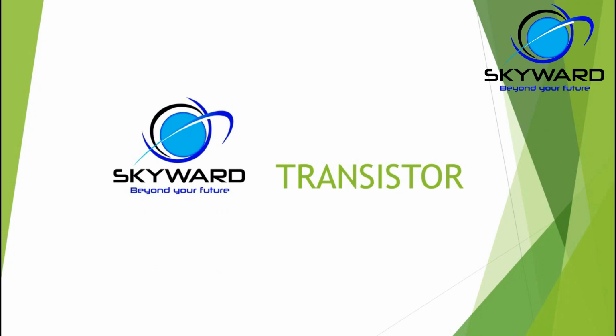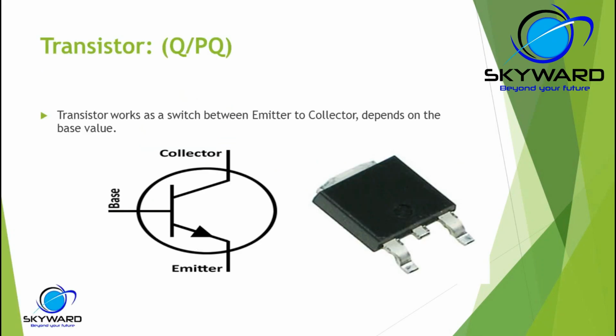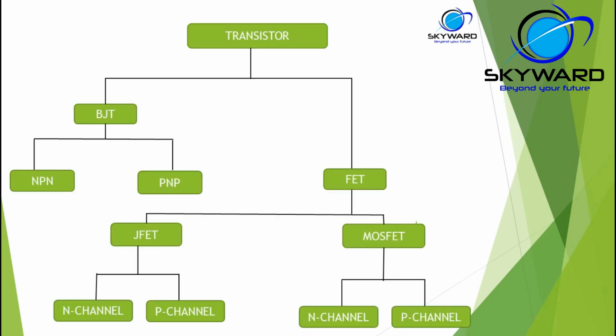So today we will see about transistor. So what is transistor? Transistor is a switching component. There are 3 terminals in a transistor. One is known as collector, another is base, and another is emitter. What is the meaning of switching? We will see. So let's first see.